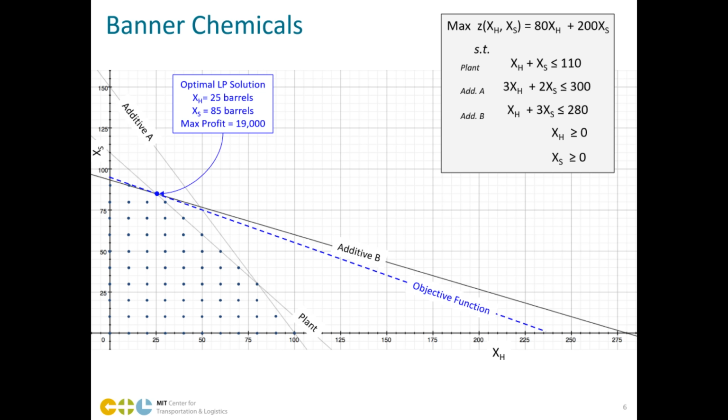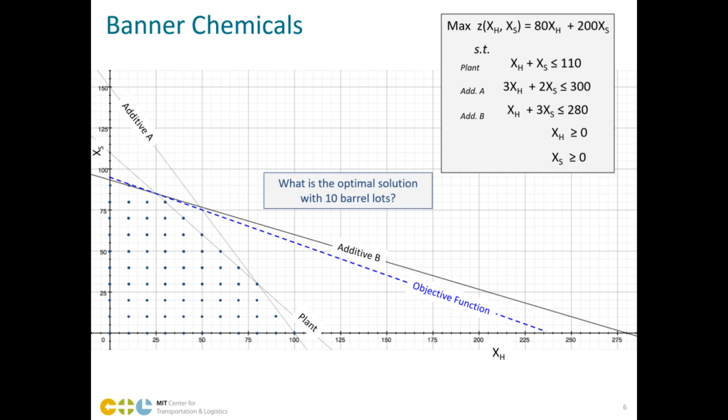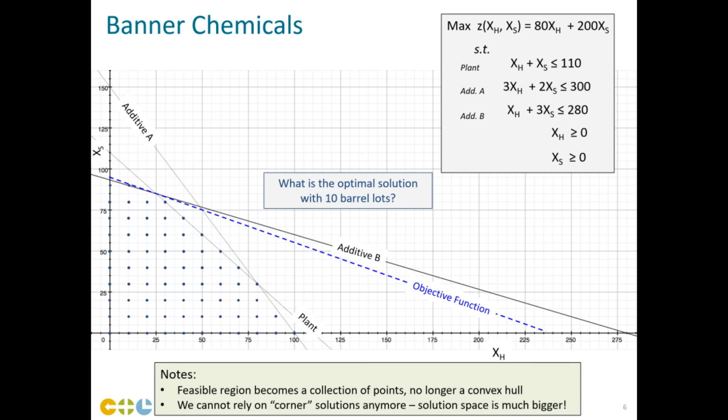But in fact, what we'll see is the solution space got more difficult. There's more potential solutions to check. We'll talk about that in a second. But the question is, what's the optimal solution here if I have to stay within 10 barrel lots? So the big thing I wanted to take away from this is, well, yes, the possible solutions went down because instead of every area that was covered in that gray, it's each of these dots.